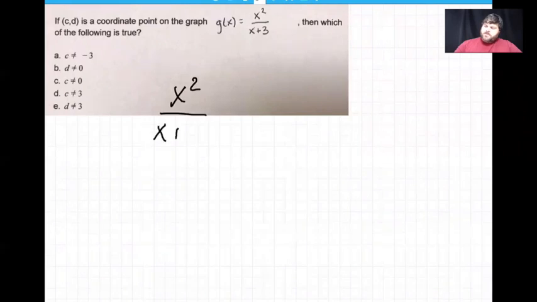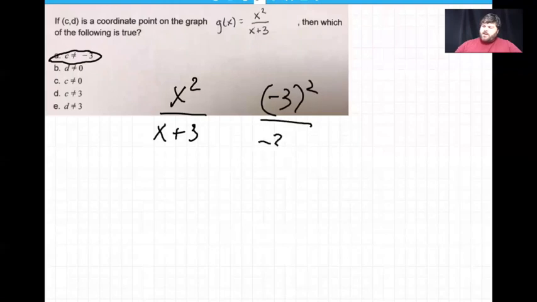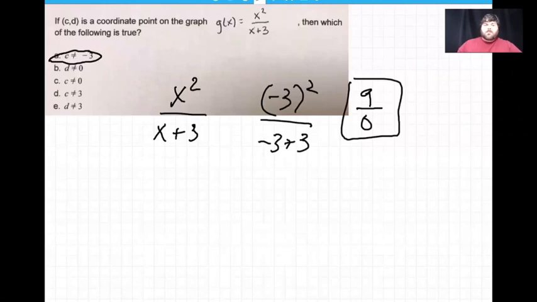x squared over x plus 3. Is it possible that c, which is really the x coordinate, could not be -3, and why? Well, you'd have -3 squared over -3 plus 3. If I plugged in -3, I would have 9 over 0. You can't divide by 0. So that's it. c is not allowed to be -3 because it's my x coordinate.